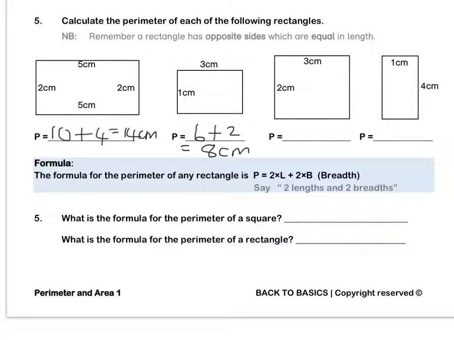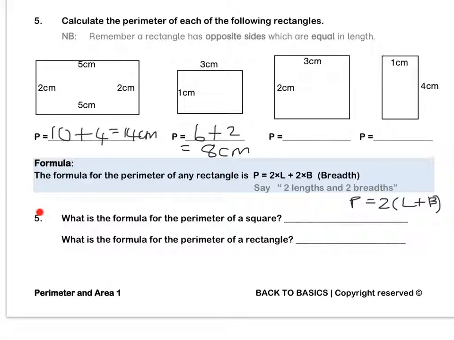The formula for the perimeter of any rectangle is P is equal to 2 times L plus 2 times B, where B represents the breadth. You can remember this as 2 lengths and 2 breadths. Another way of writing this is P is equal to 2 bracket the length plus the breadth, so it's the length plus the breadth times by 2. Either one of these formulas is fine.